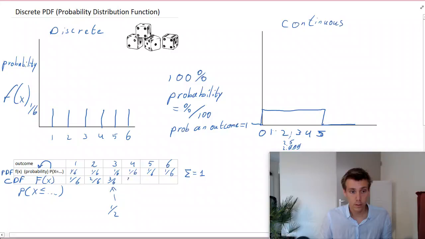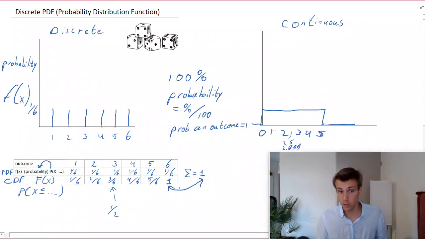And you can continue it. And notice at the last, it's the summation of all the possibilities. So this will always be a 1. Notice, if this is not a 1, you did something wrong if the last number is not a 1.